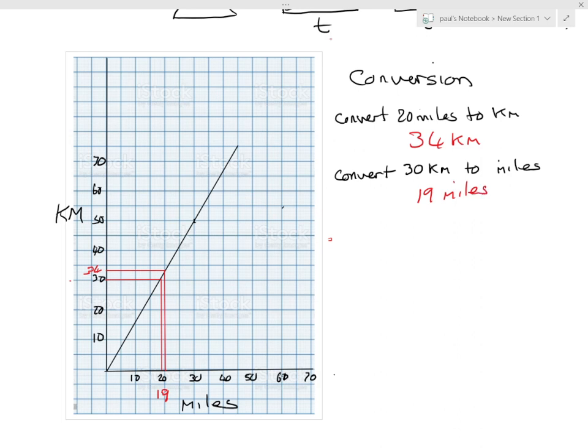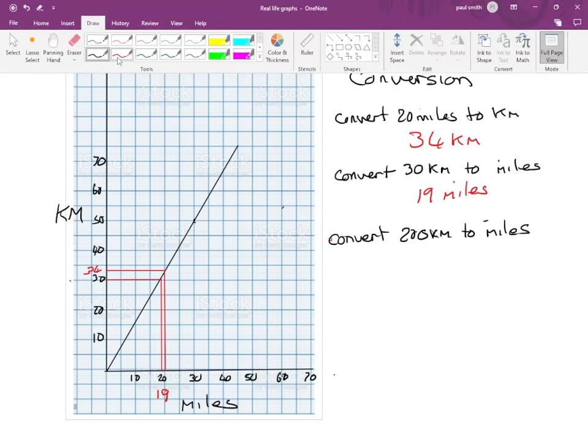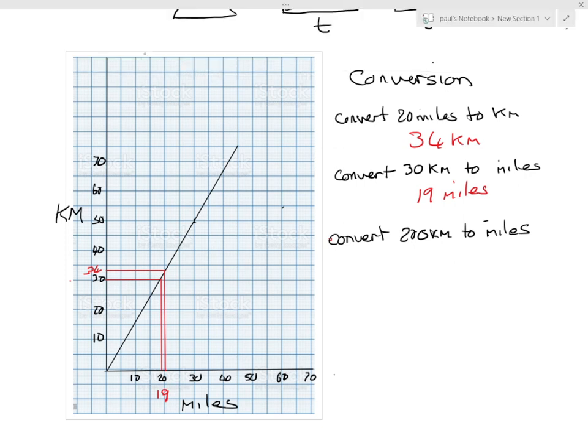Now how about this one? Now convert 200 kilometers to miles. Okay, so again, let's do it in a different color. This one. Now we don't have 200, do we? It doesn't go up that far.